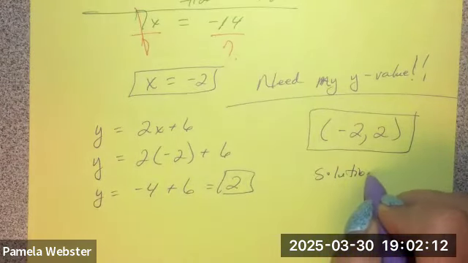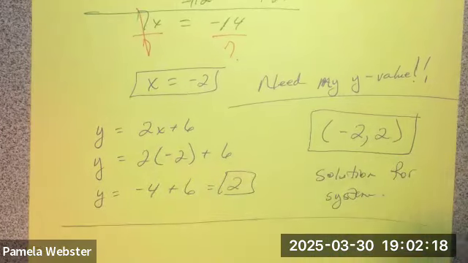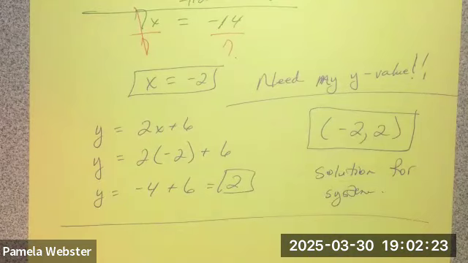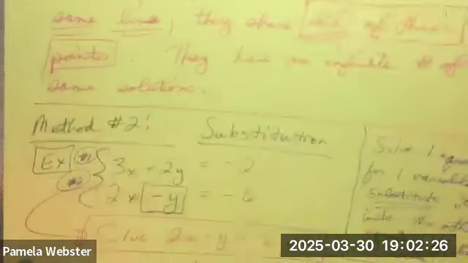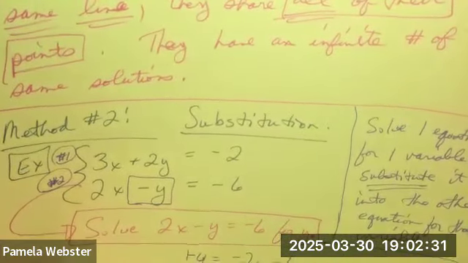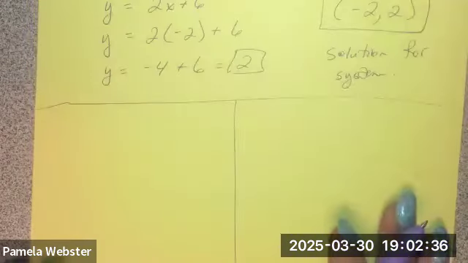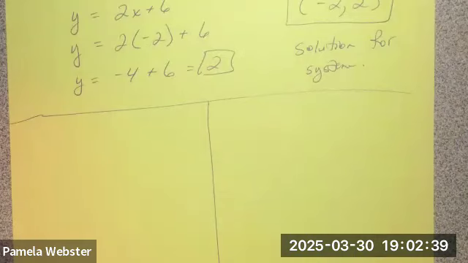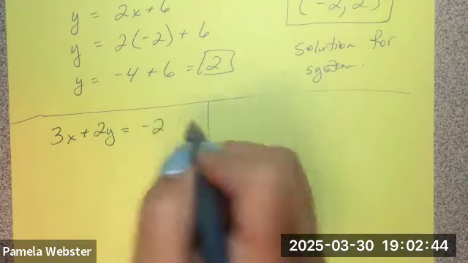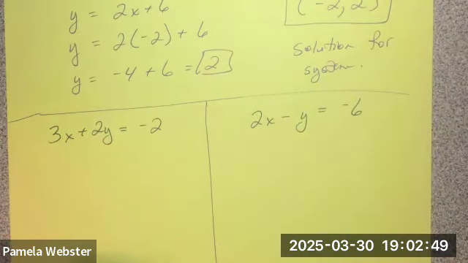Is that a solution for the system? How do I know if this is a solution for my entire system? It's got to work in both of my equations. So it's good to take a minute and go back and check these solutions. I'm going to do it because I'm sitting here. Let's go back and look. We had 3x plus 2y equals -2, and we had 2x minus y equals -6. So I'm just going to plug it in and see.